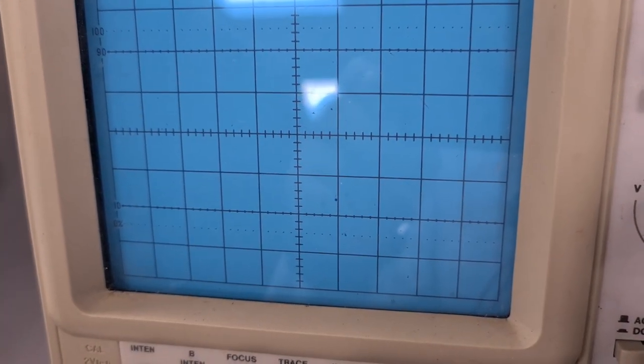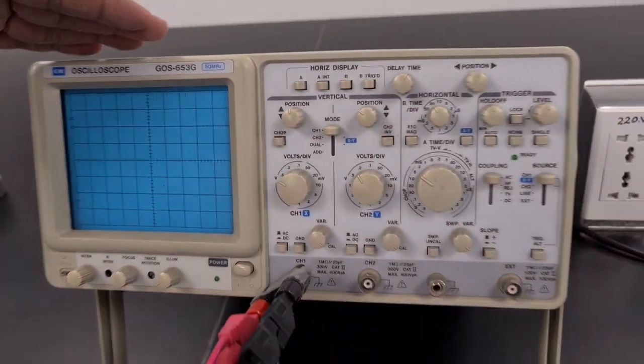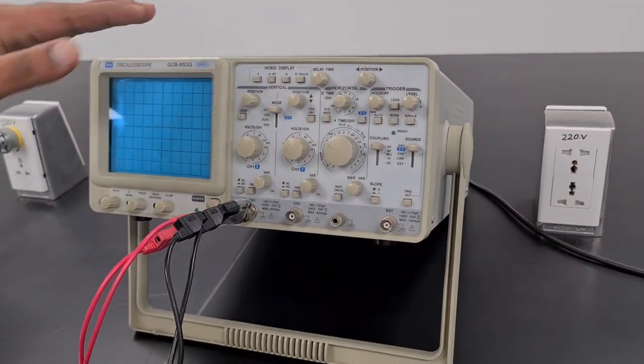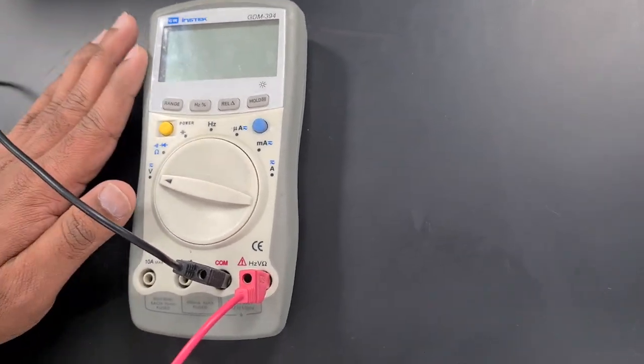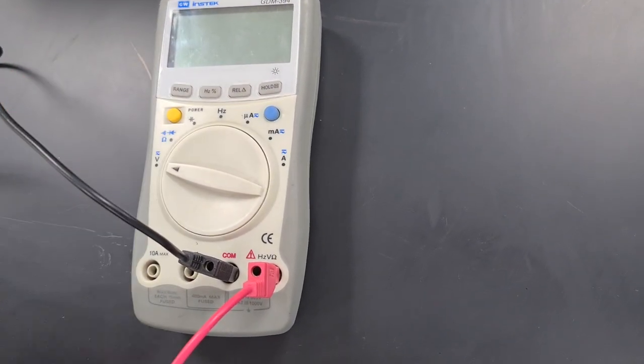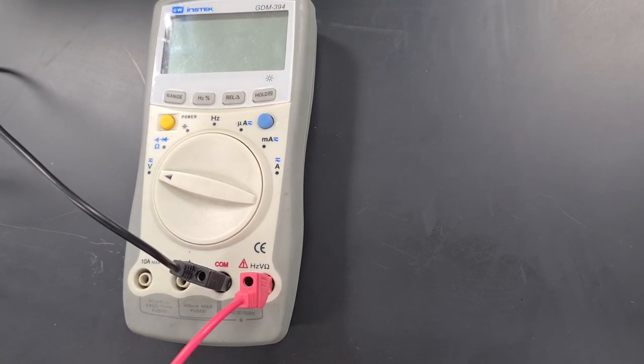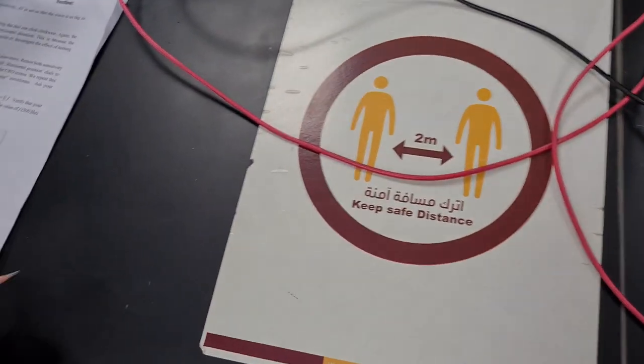Understand, my dear? Apart from that, I will explain when I take the reading in the table. And after that, we are going to use this digital multimeter, and we are going to use this multimeter only in the second table, not in the first table. Understand? Okay, let's have a look at the table. What are the tables we are going to use today?